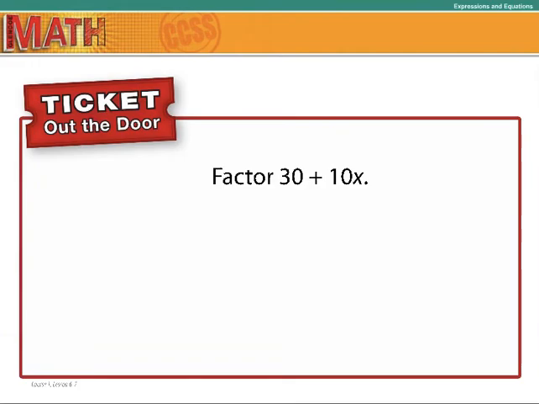Okay, I want you to do this. Factor 30 plus 10x. I want you to factor that and then bring that into class tomorrow. Go ahead and finish up your whisk, summarize what we learned, create a question of your own that you can solve, and we will see you tomorrow.